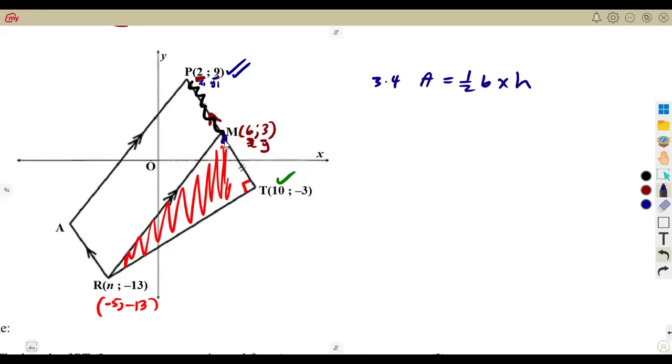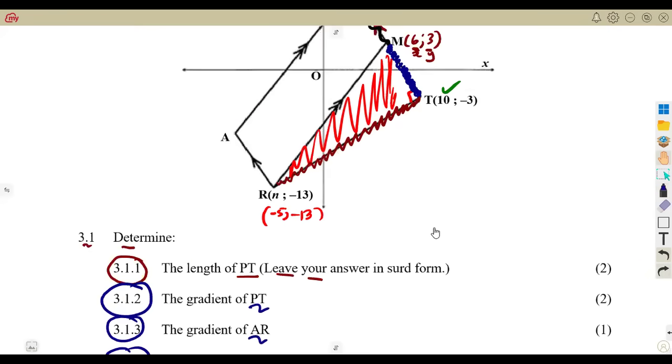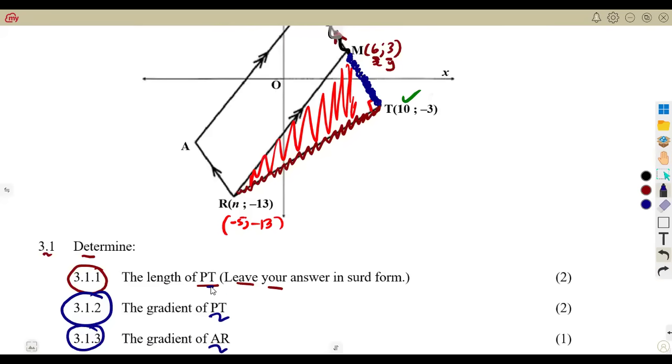So we need the length of MT. Remember, this is triangle RMT. So we need the length of MT. We also need the length of RT, the lines which are perpendicular. MT is perpendicular to RT. Are we having the length of MT? Remember, I told you that M is the midpoint, and before we calculated the whole length of PT. When I said it gave us square root of 208, which is equal to 4 square root of 13.